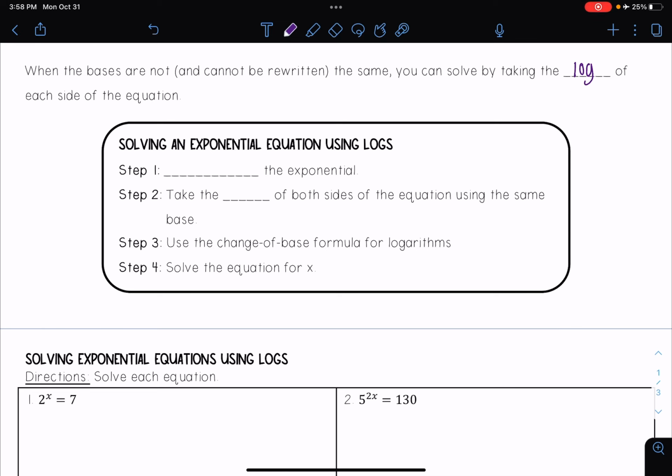Step 1 is we're going to isolate the exponential, where the x is in the exponent. Our second step is we're going to take the log of both sides of the equation using the same base. Step 3, we're going to use the change of base formula for logarithms. So remember that was that log b of x is equal to log of x over log b. And then our last step is that we're going to solve the equation for x. So let's look at some examples.